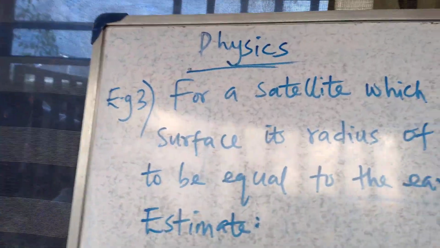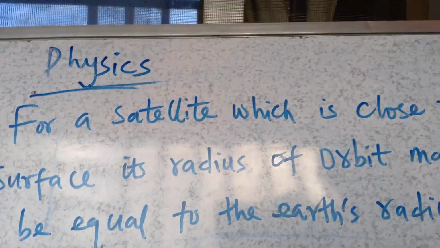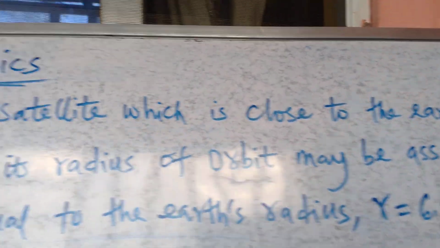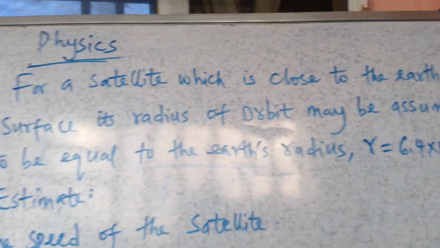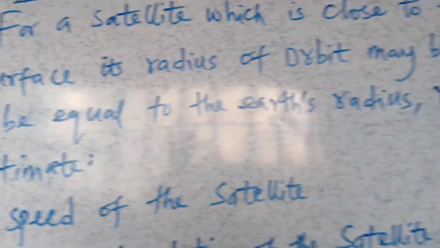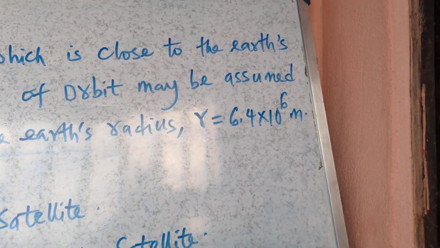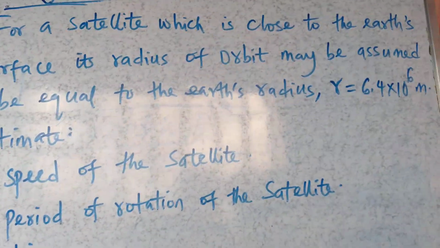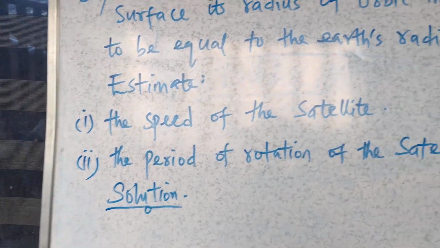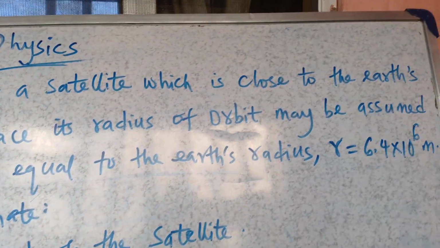Alright, we are still on the concept of escape velocity, and the third question here tells us for a satellite which is close to the Earth's surface, its radius of orbit may be assumed to be equal to the Earth's radius, and R is 6.4 times 10 raised to power 6 meters. Estimate, one, the speed of the satellite, two, the period of rotation of the satellite. Okay, so quickly let's look at that.